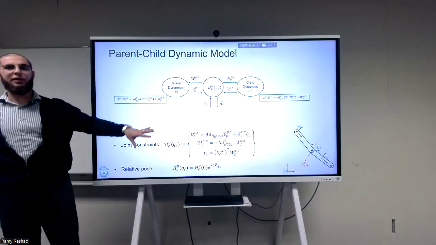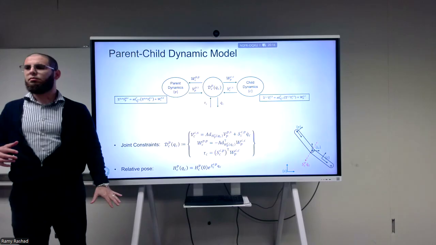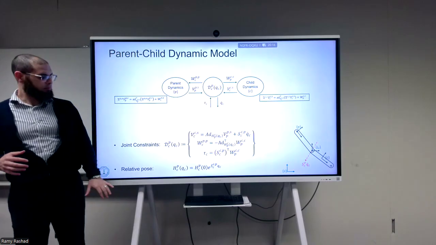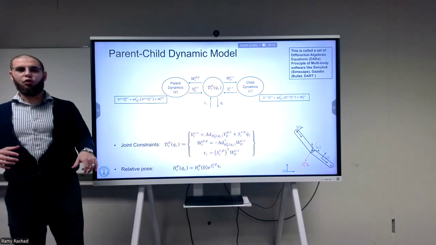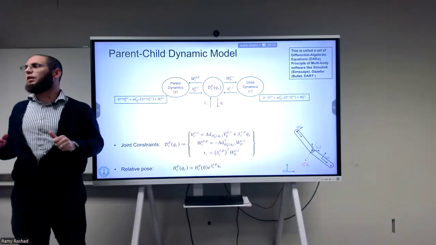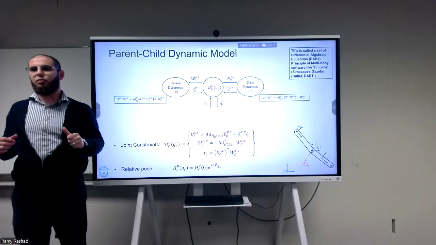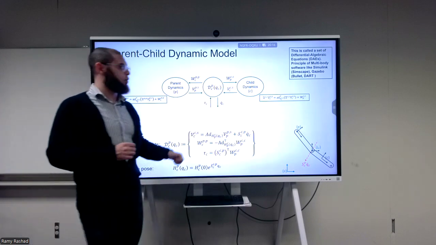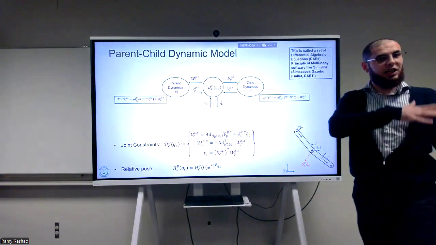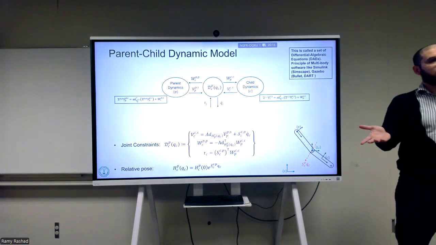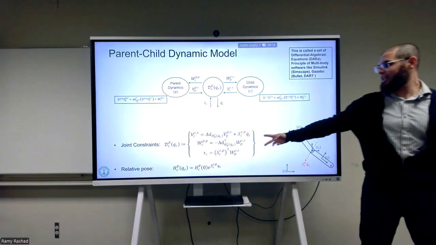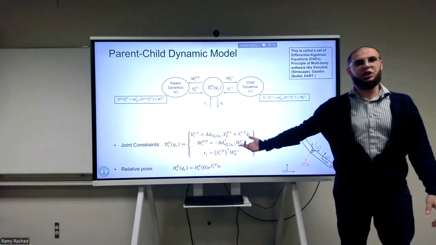Does anyone know what the 5 equations together are called? They're called differential algebraic equations, DAEs. Who heard this term before? Okay. So differential algebraic equations are simply differential equations plus algebraic equations. These are the algebraic equations. You see, we don't have any differentiation here.